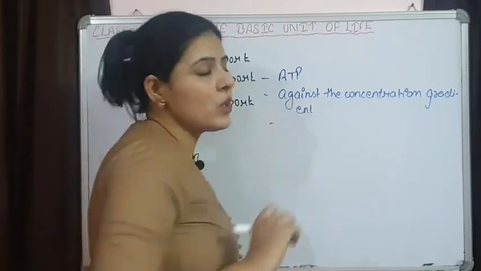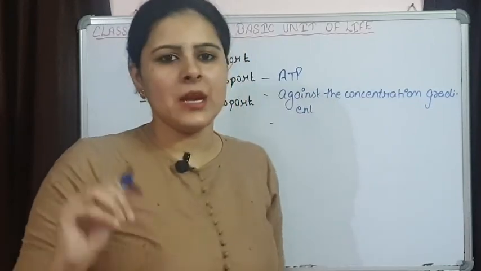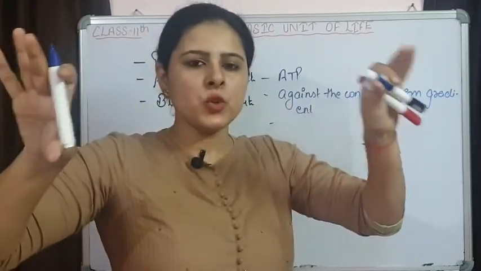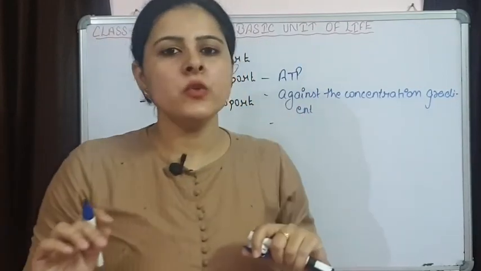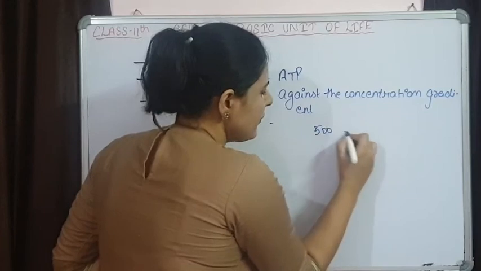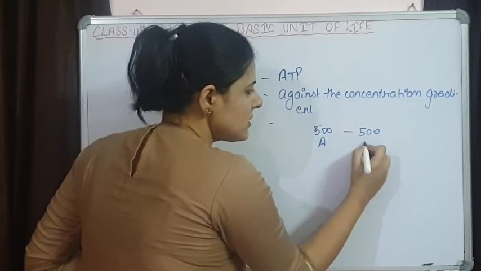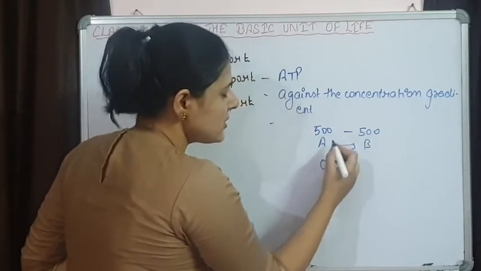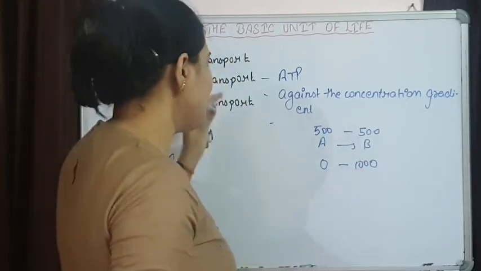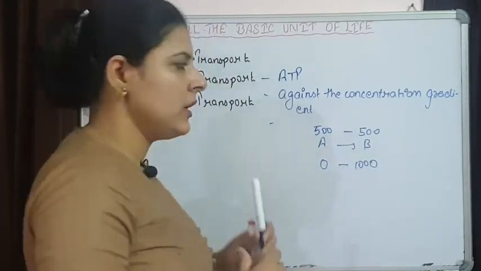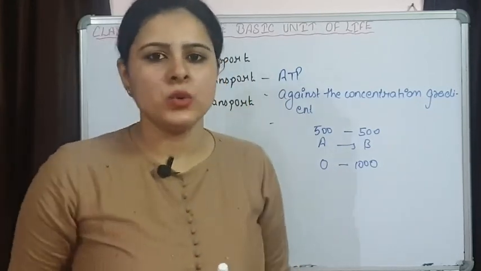Plus here there is no requirement of equalization of concentration. Like last time we saw, when 500 and 500 molecules are present on both sides, then net movement is going to be 0. That is not the case in active transport. After reaching this 500 to 500 situation also, there will be movement of substances from A to B, and at last it will be 0 over here and 1000 over here. So here equalization of concentration is not required, and even after that, movement continuously keeps being facilitated.